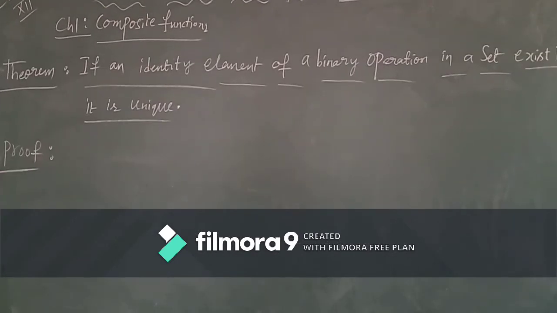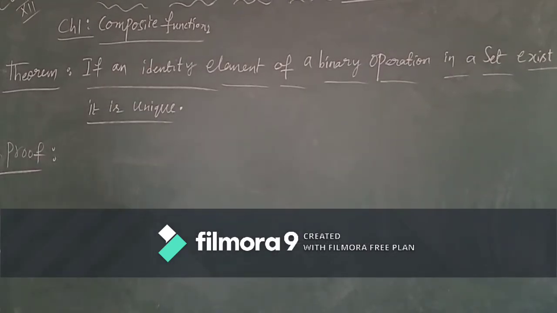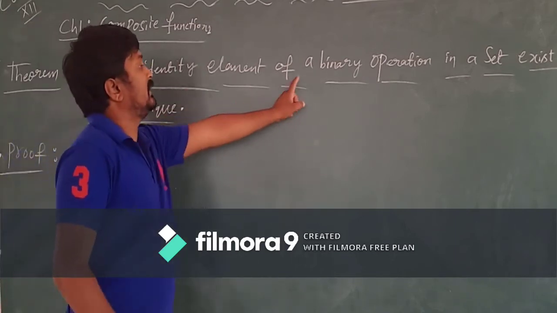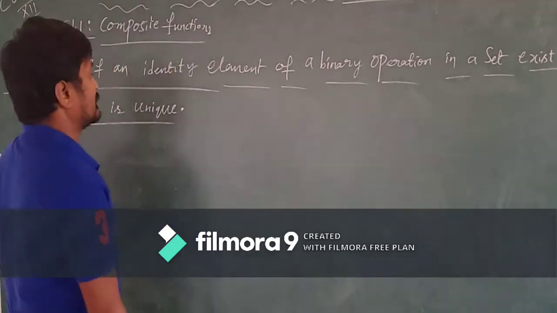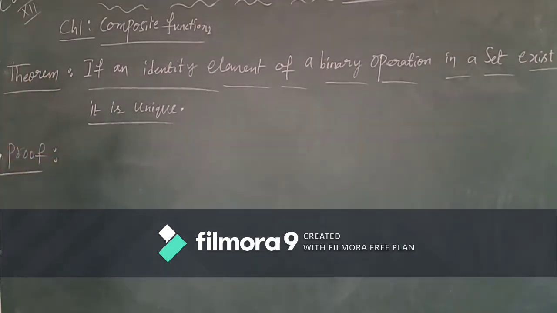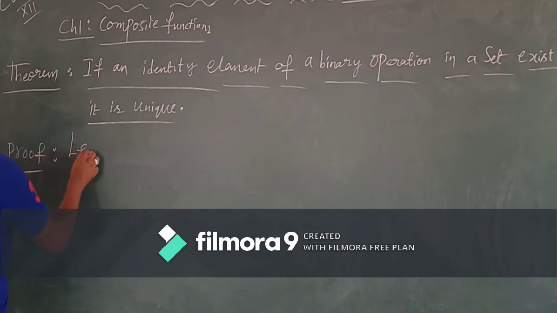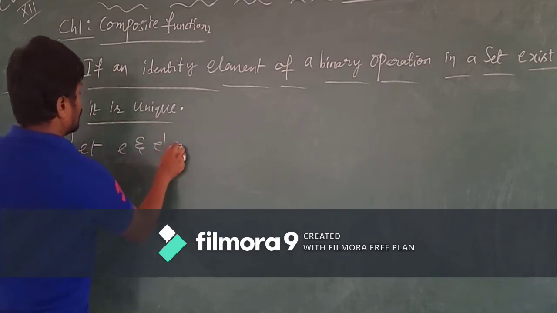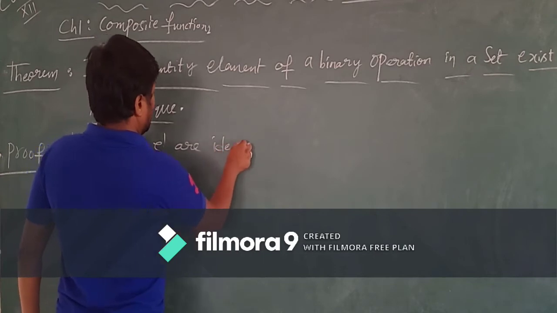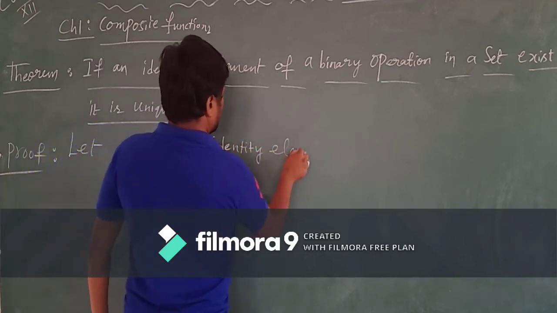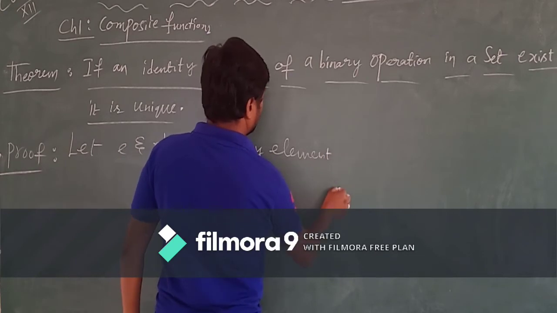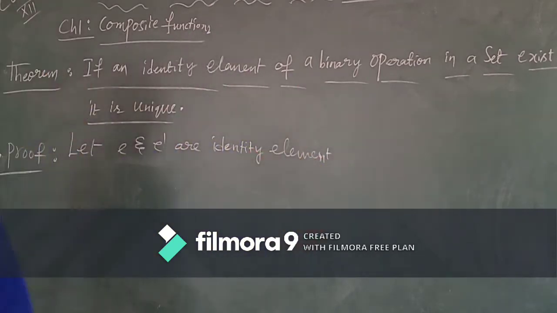All right, let's move on to the next. This is one of the theorems. If an identity element of a binary operation in a set exists, then it is unique. So if an identity element of a binary operation exists in a set, it should be unique, which we have to prove. Let us think there are two identity elements, then we can solve it. So let E and E dash be identity elements.